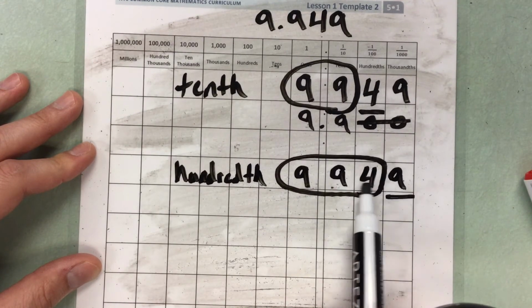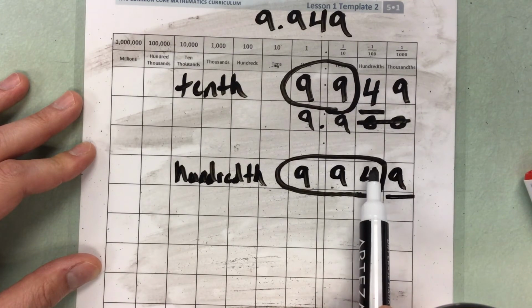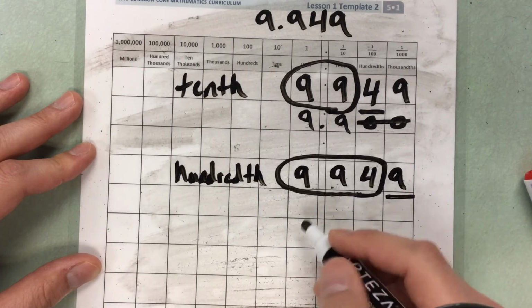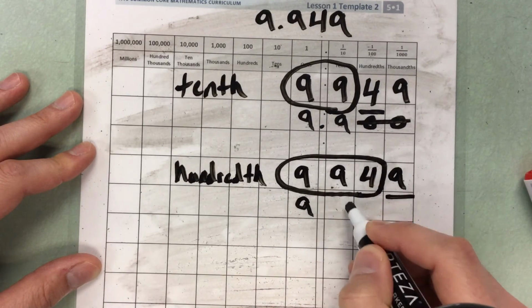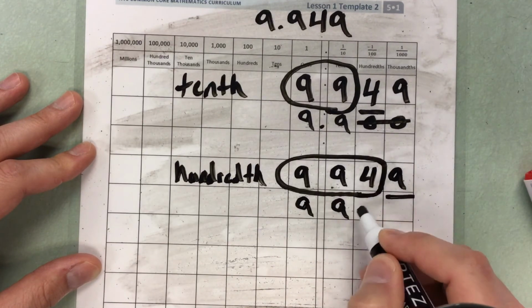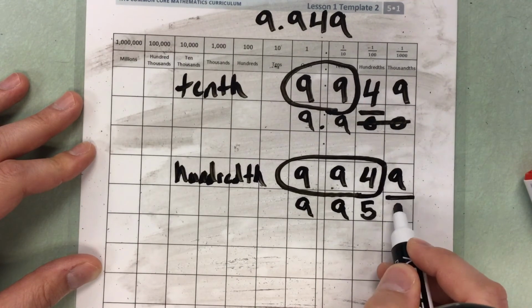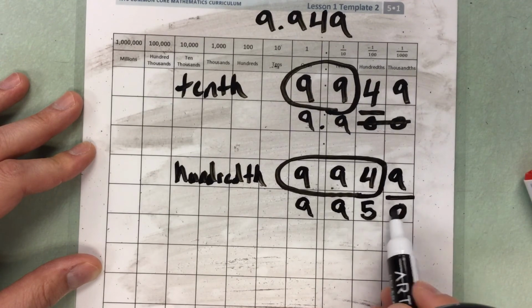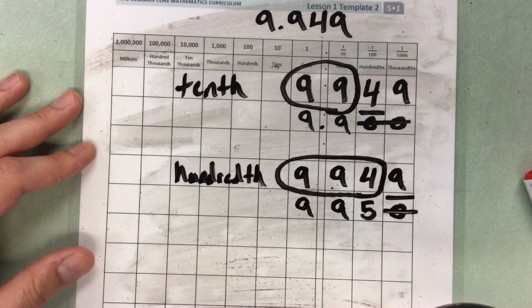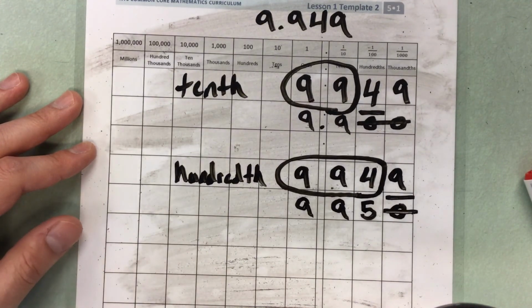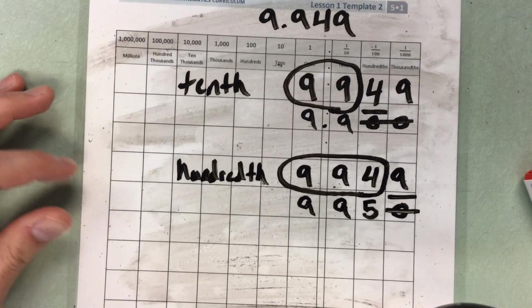So I'm going to raise the score in this next place value. That is going to go up by 1. So that 4 will change to a 5. So that would be 9 ones, 9 tenths, 5 hundredths, and this would become a 0. We know we don't really need that 0 there, so the answer becomes 9 and 95 hundredths.